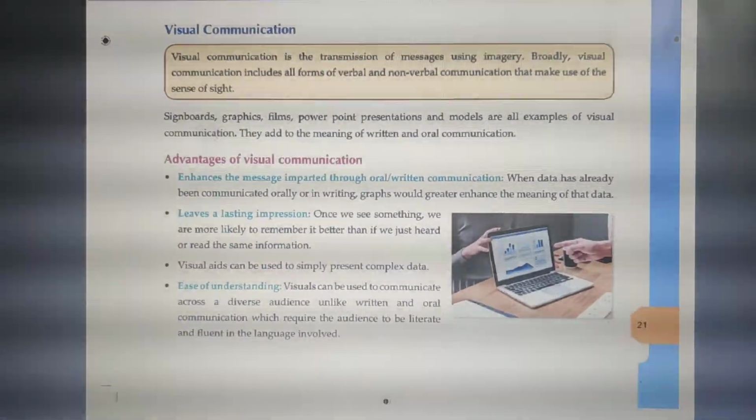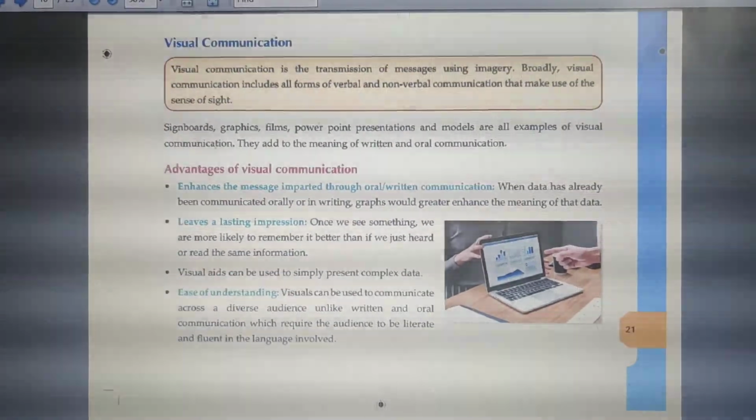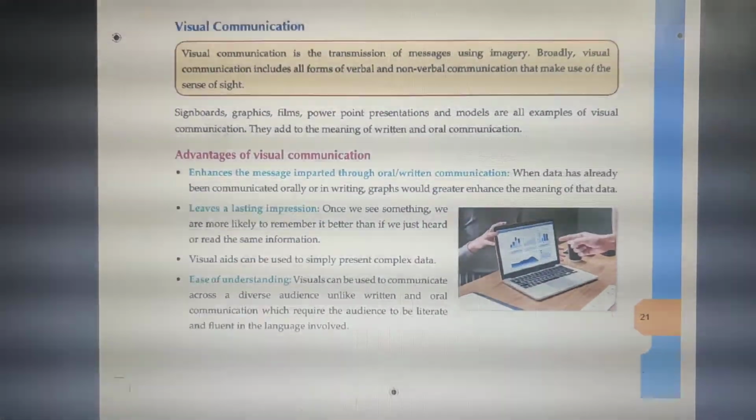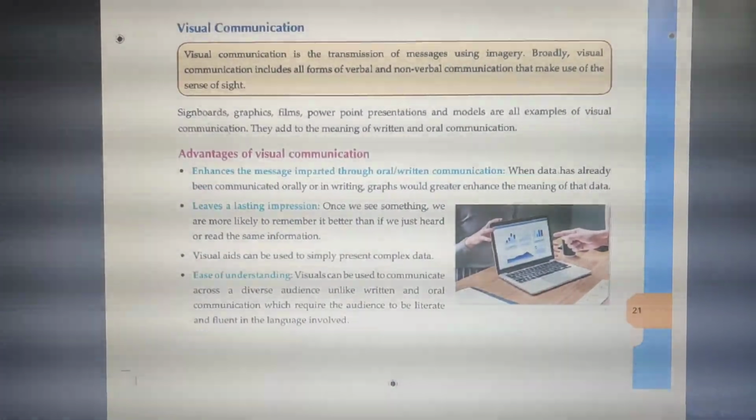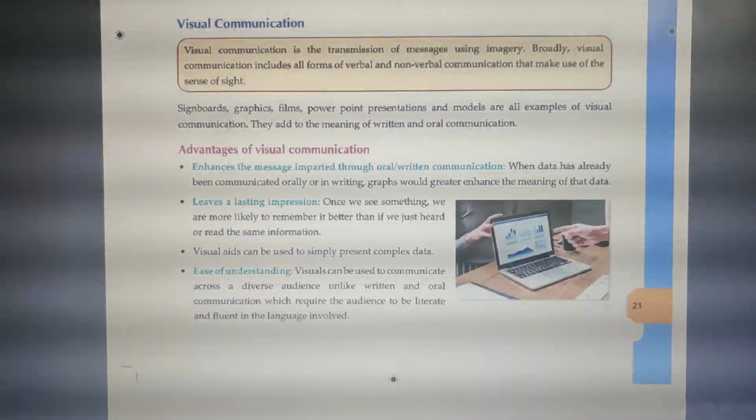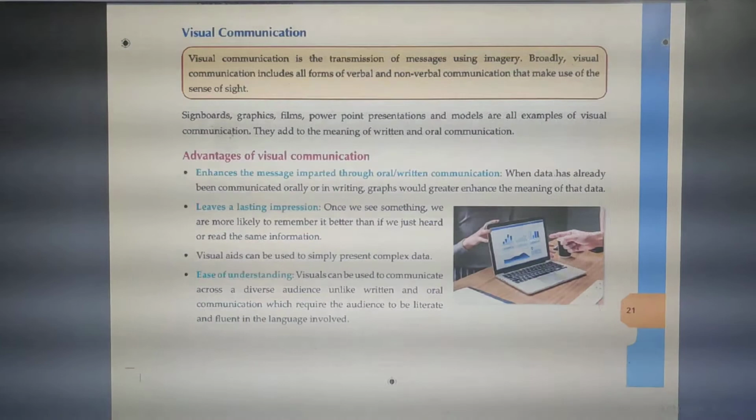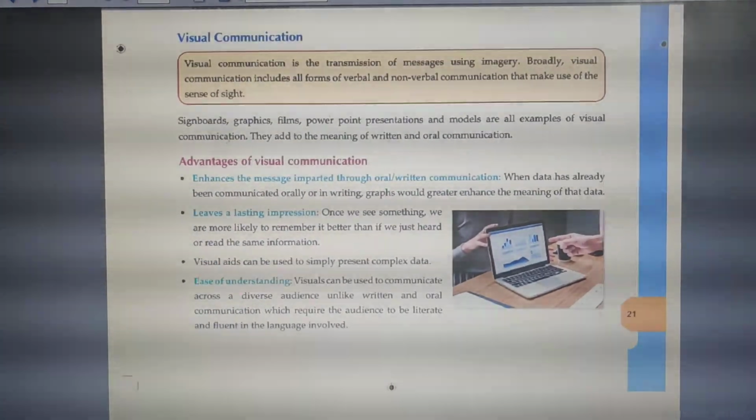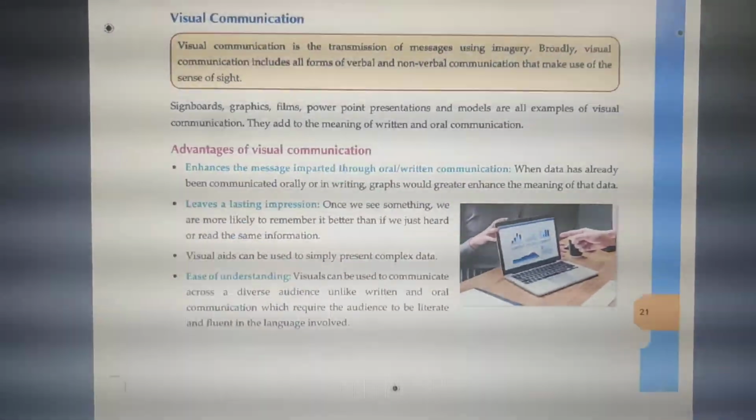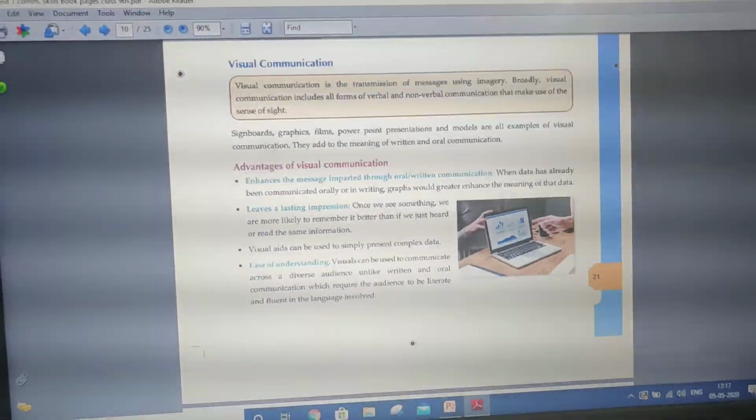Here, visual communication is the transmission of message using imagery. Broadly, visual communication includes all forms of verbal and non-verbal communication that make use of the sense of sight. Signatures, boards, graphics, films, PowerPoint presentations and models are examples of visual communication. They add to the meaning of the writing and oral communication. So visual communication is nothing but a combination of verbal and non-verbal communication.